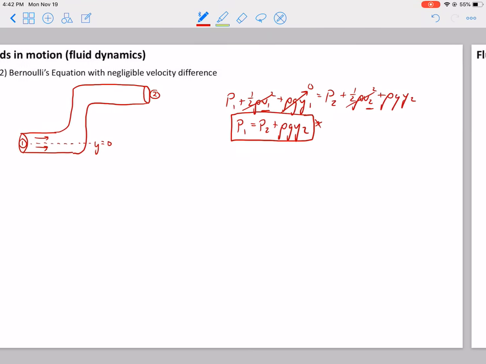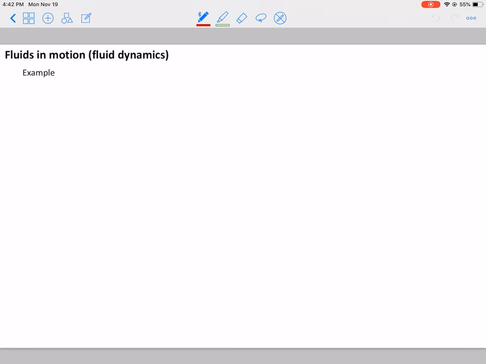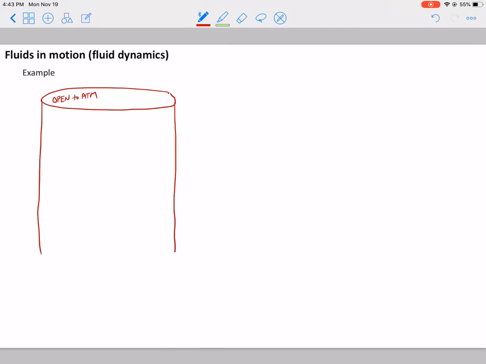So let's take a look at some examples. First of all, let's say that we had some sort of large vat of fluid like this, and this is open at the top. We'll say it's open to atmosphere. And here we go, big cylinder of fluid, something like that.